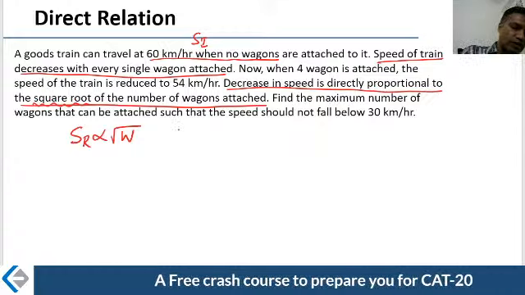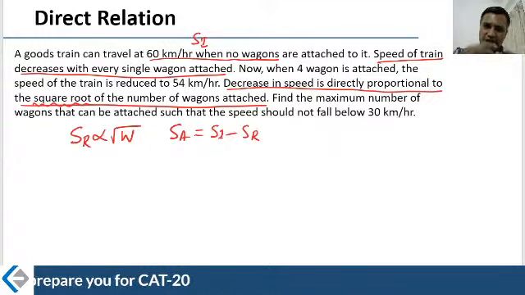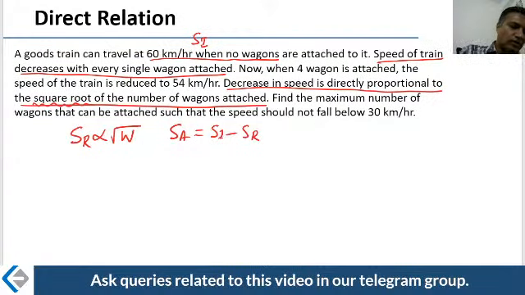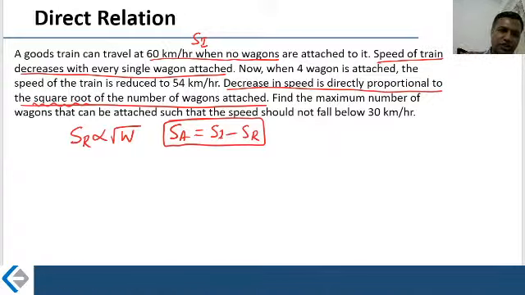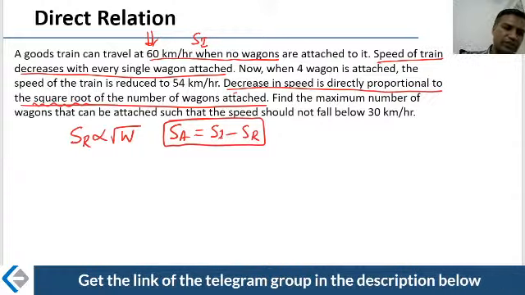Look at this, guys. What is this proposition? The author first wanted you to understand that actual speed, SA, is equal to speed ideal minus speed reduced. Ideal speed, and you keep reducing it, therefore you get the actual speed. The actual speed it is traveling with depends upon how many wagons you attached. The maximum speed, or the ideal speed, is nothing but 60.